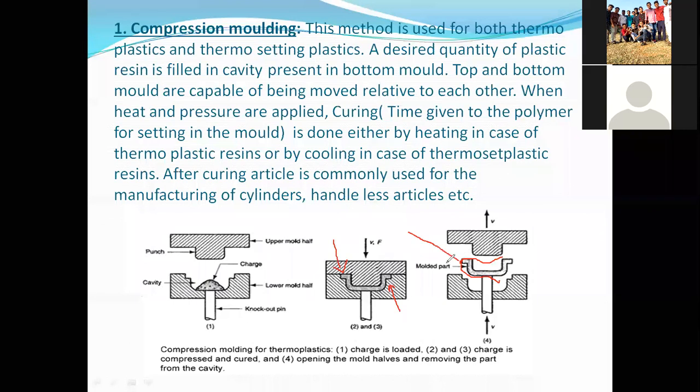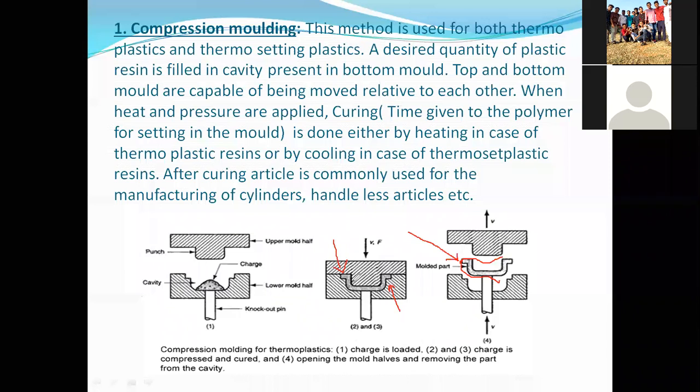Then when we are taking the plastic raw material, the raw material should be heated to a high temperature. The temperature is applied, followed by the pressure. Pressure is applied by mechanical pressing. Temperature is applied with the help of the heating element. When you heat to a higher temperature, the plastic converts into the molten state.